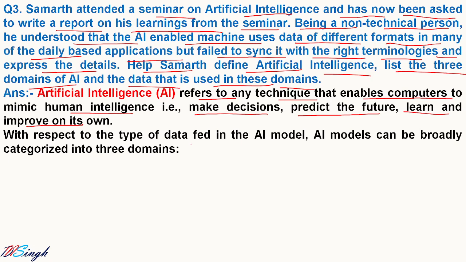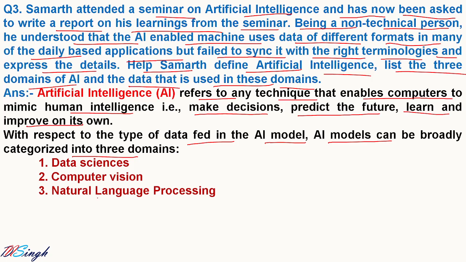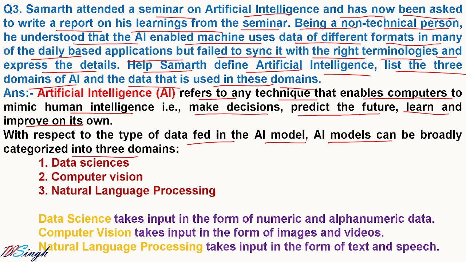With respect to the type of data fed in an AI model, the AI model can be broadly categorized into three domains. So what are those three domains? We all know: data science, computer vision, and natural language processing. And what type of input do they take? There is no change. Data science will always take the input in the form of numeric and alphanumeric data only. Computer vision will take the input in the form of images and videos only, and natural language processing will take the input in the form of text and speech. So these are the inputs which have been given to these domain AI models.